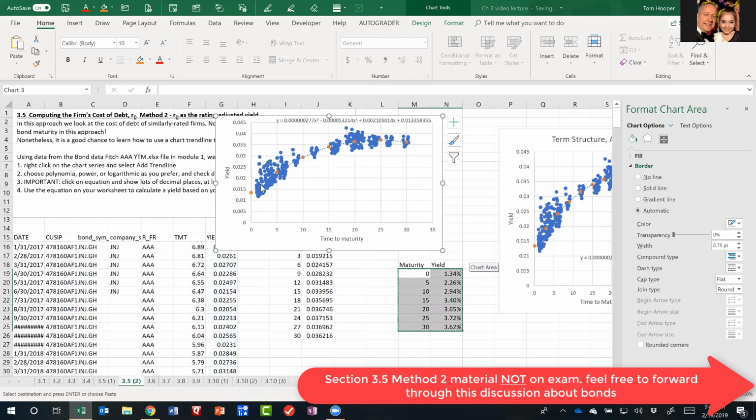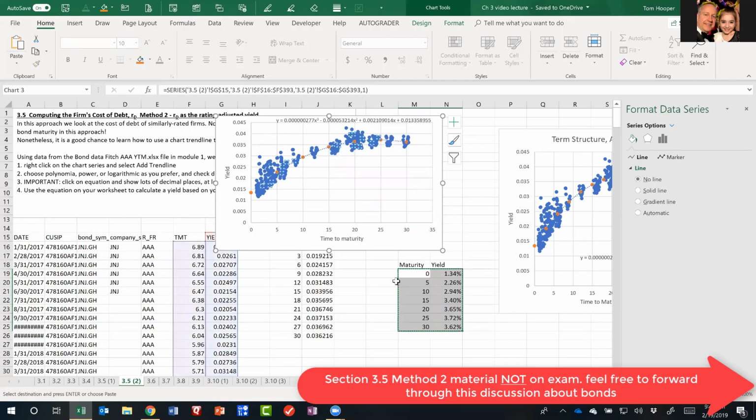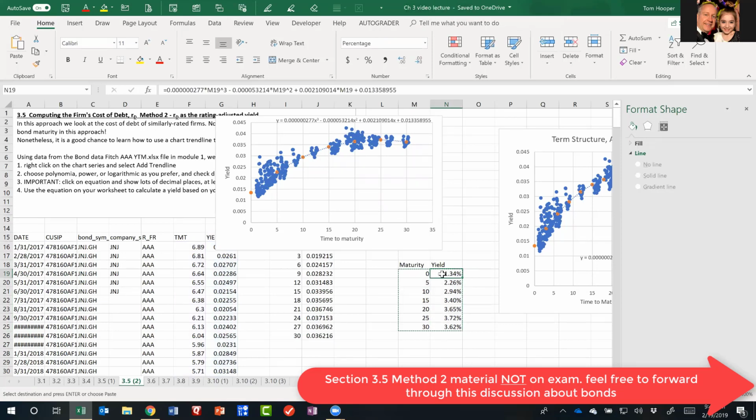And so I get these orange dots again, and you see they fall right on that trend line that we got by adding a trend line. And so we have some good faith in our ability to come over here and calculate a yield based on maturity.